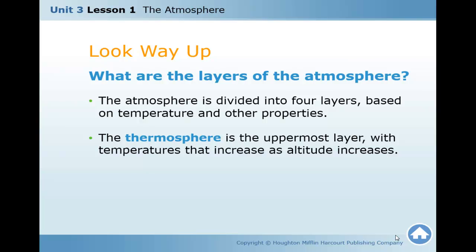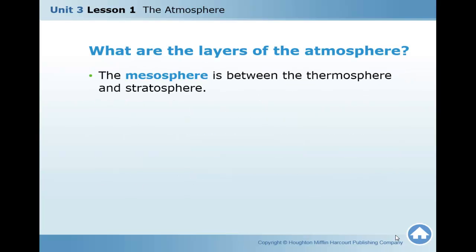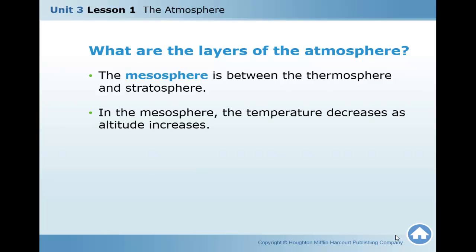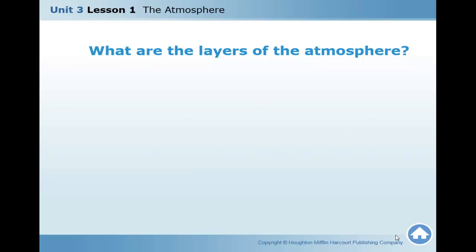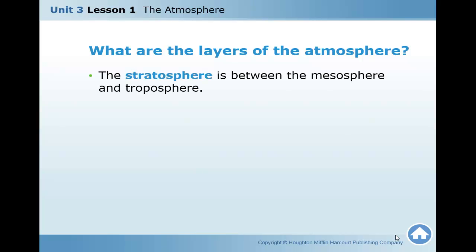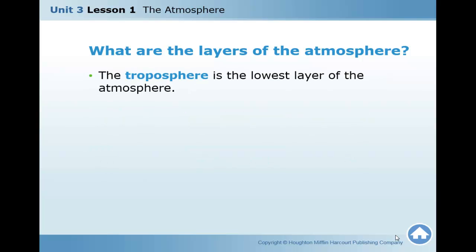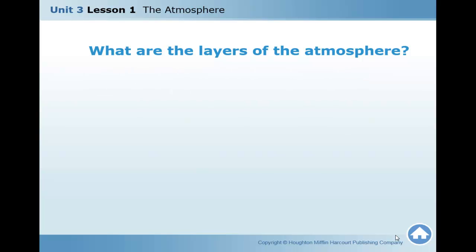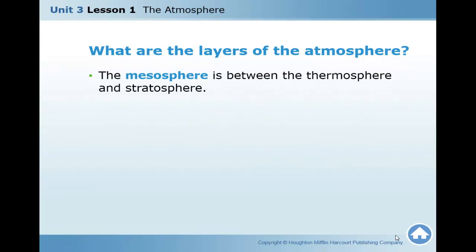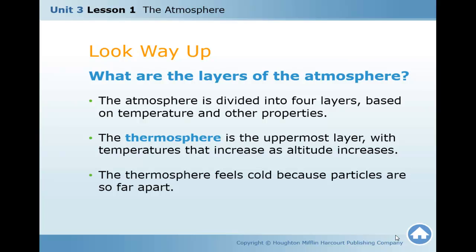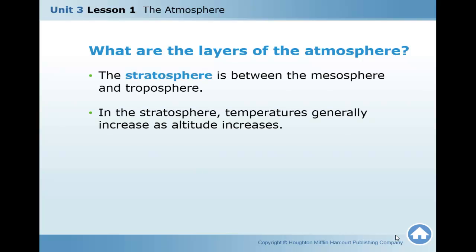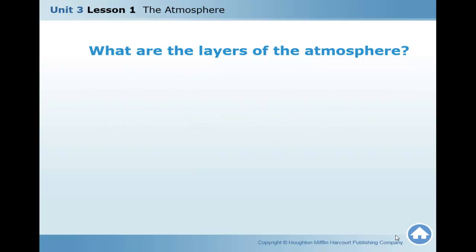Okay, the first one, thermosphere. The second one, mesosphere. Third one, stratosphere. And the fourth one, troposphere. Okay, so what are the 4 layers? Let us say it from the beginning. First one, thermosphere. Second one, mesosphere. Third one, stratosphere. And the fourth one, troposphere.